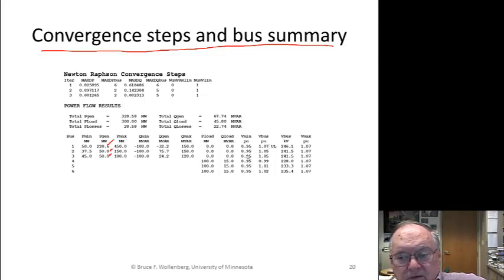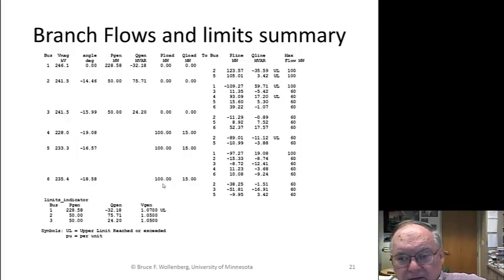bus voltage over here, and I have another printout that shows the flows. So here's the flow from bus number 1. Here's the flow to bus number 2, the flow to bus number 3, and the flows are P and Q. In this case, these two guys are at their upper limit. And last of all, limits. The limits indicator says that the P-gen on bus 2, on bus 1, the voltage is at its upper limit.